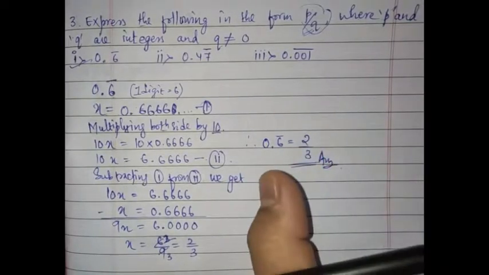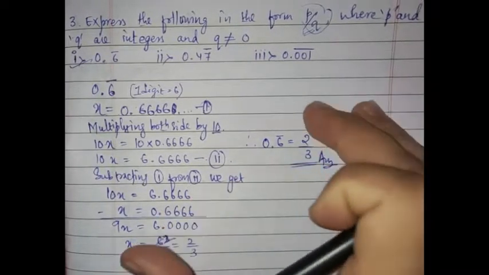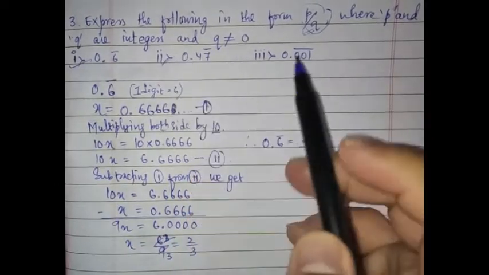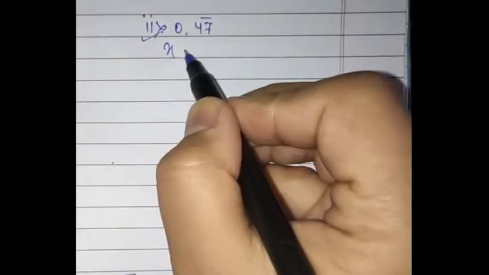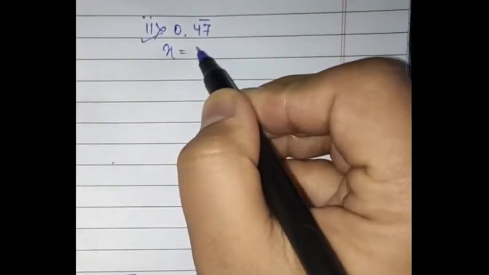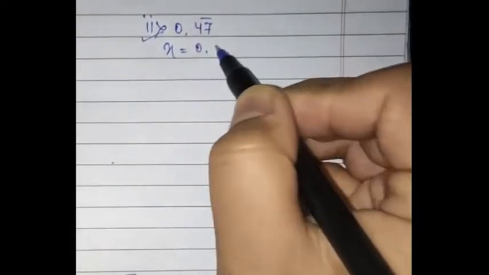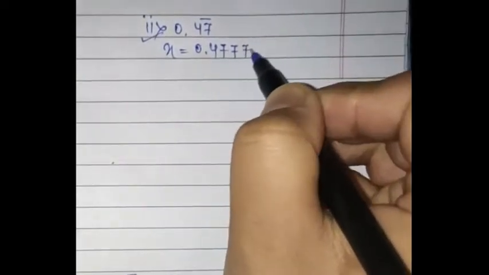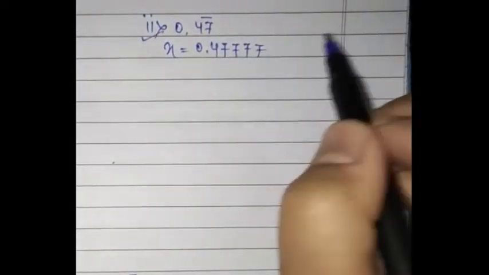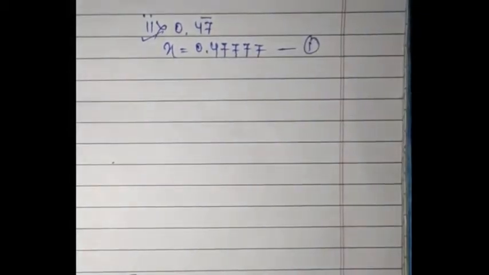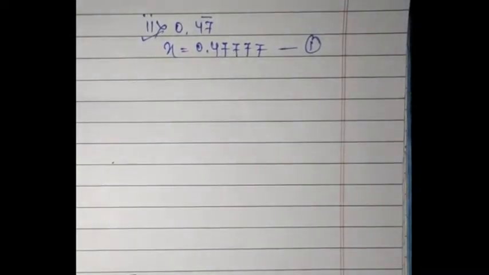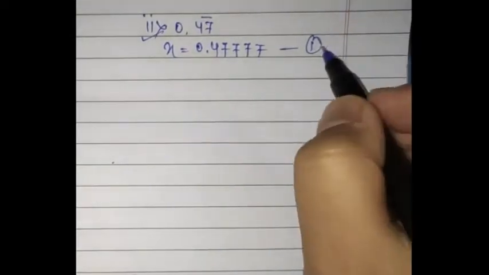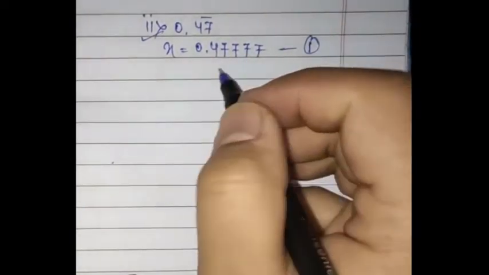I hope you have understood this. Similarly, using the similar concept, we are going to solve question number two also. Here we have question number two. We will assume that x is equal to 0.47777. How many 4 7s you want to write is your choice, but it should be limited. So x is equal to 0.4777. I have written this as the assumed x value.